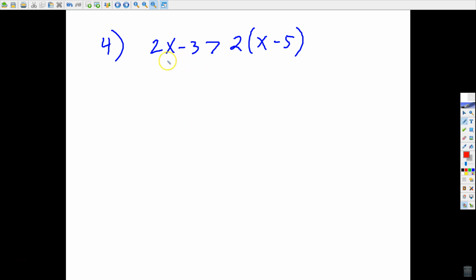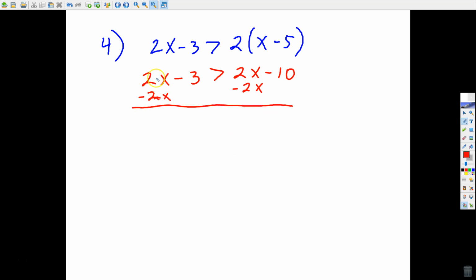And you'll probably notice it right off the bat. If I do the distributive property on the right side, I get this. Now my normal routine is to try to get x terms on one side only. So since this is positive, I'm going to subtract 2x from both sides. What does that give me? There are no more x's. 2x minus 2x is 0.